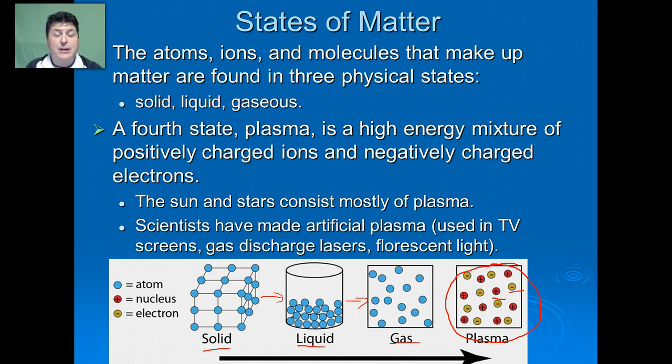The sun and stars consist mostly of plasma. Now, scientists have made artificial plasma that's found in TV screens, gas discharge lasers, and in fluorescent lights that are above your head in your science class.